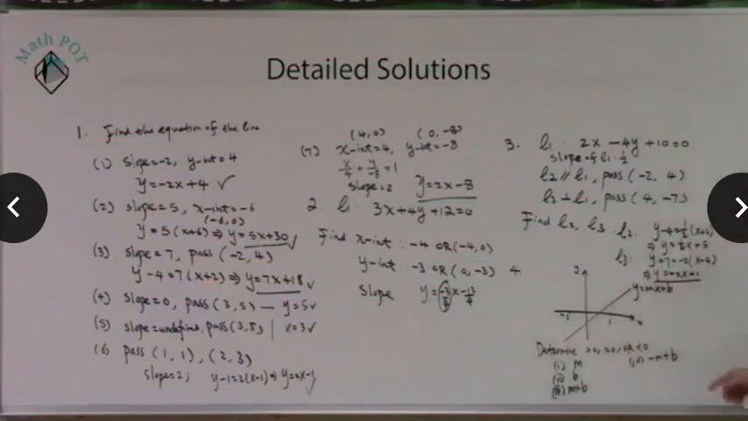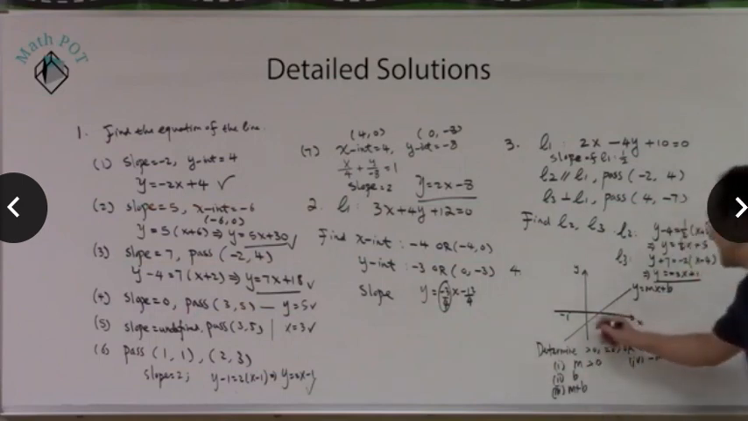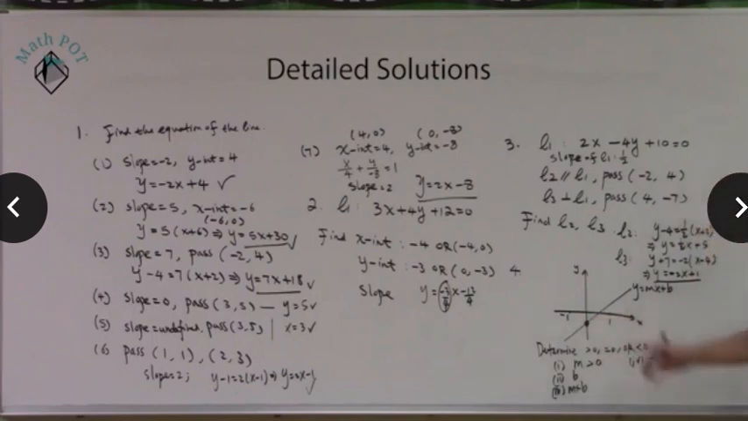So let's see how to solve this one. Because the graph goes in this direction, that means the slope must be positive. That means this one must be greater than 0. So how about B? B is nothing but our y-intercept. It's very clear. This is what?